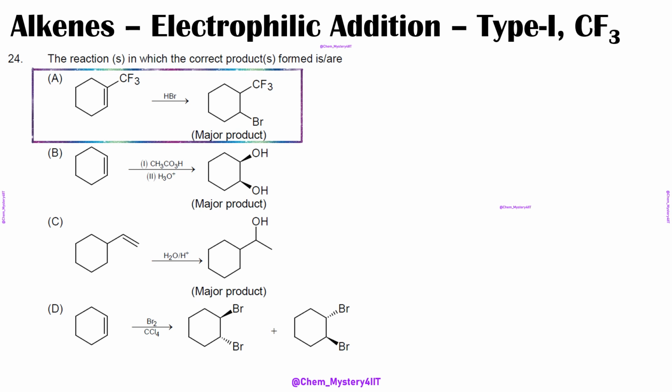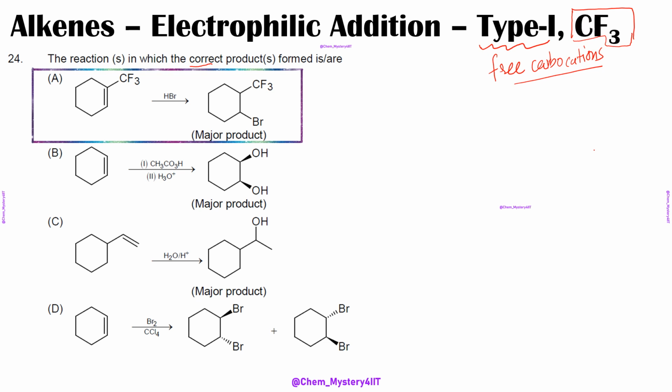Type 1 we are referring to when we are having the free carbocation present. That is the meaning of type 1. So whenever we are having free carbocations present, there are always possibilities of rearrangement. And this time, usually there are alkyl groups present, but this time there is one CF3 group present, the first option. So they had asked for the correct product. In which of the following we are having the correct product.